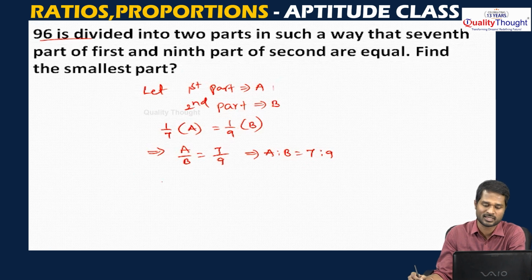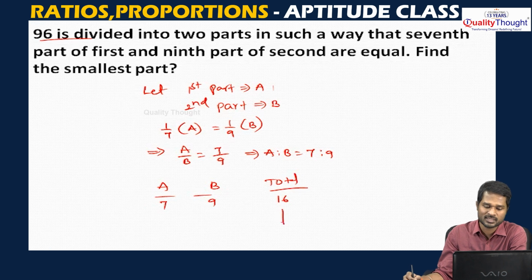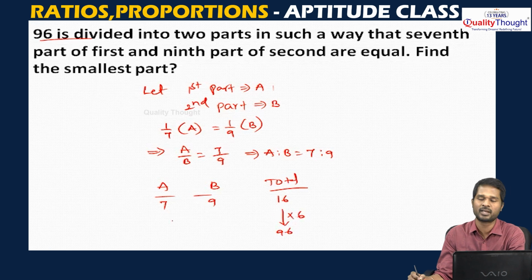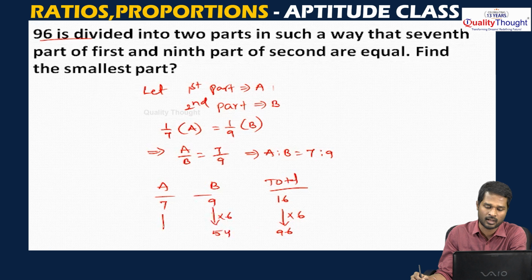So smallest part he is asking, let's take A, B and total I will write here. So A is 7, B is 9 and total is 7 plus 9, 16, but this 16 has become 96, means 16 is multiplied with 6. So similarly multiply this with 6, 9 6s are 54, multiply this also with 6, 7 6s are 42. So the smallest part is 42.